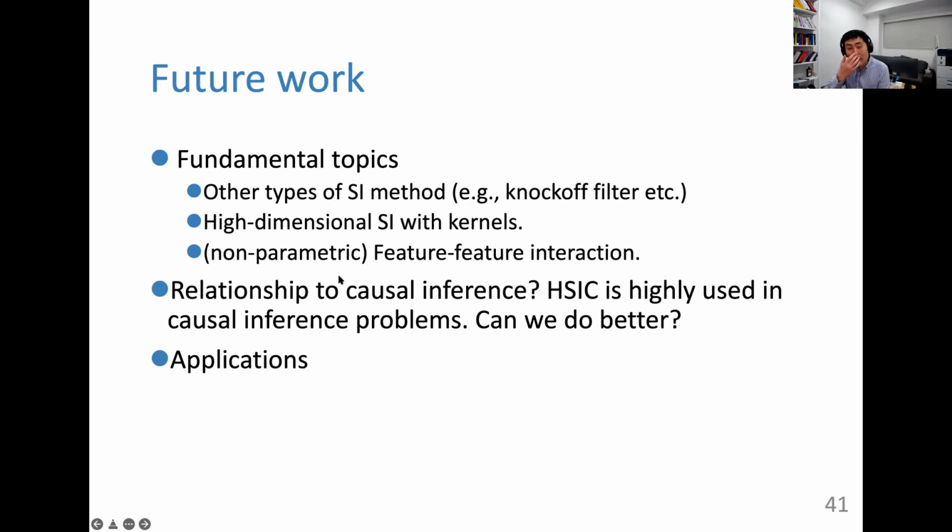Also, I'm a bit interested in causal relations and causal inference, because HSIC is highly used in causal inference problems. So maybe it's possible to use a selective inference approach for causal inference problems. Also, definitely we can consider some applications, because p-values are used everywhere in scientific discovery literature. So if we can develop very nice methods and potentially find very important key findings based on this testing framework, then that's super cool.